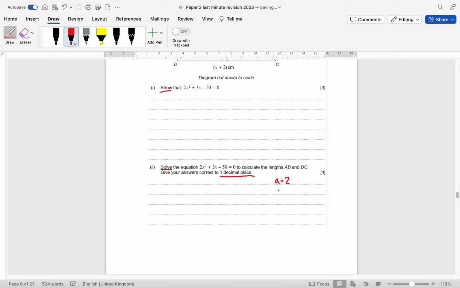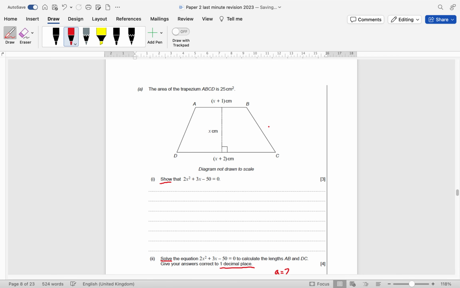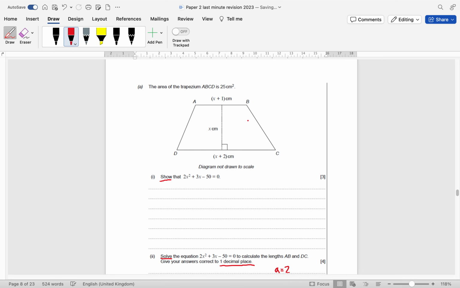A is 2, B is 3, C is minus 50. Stick them in, get two answers, right? The show that bit is always harder. If this one's, then this one's horrible, okay?